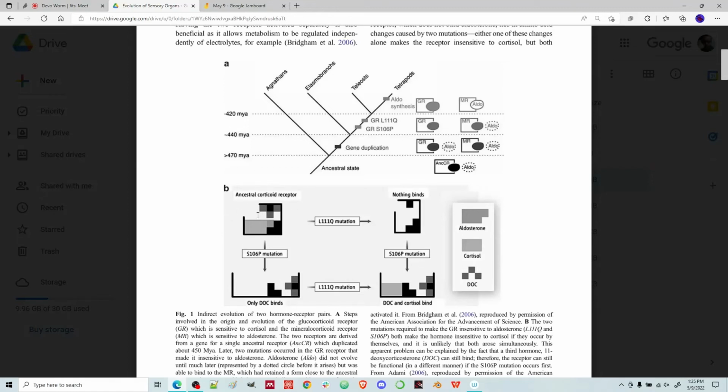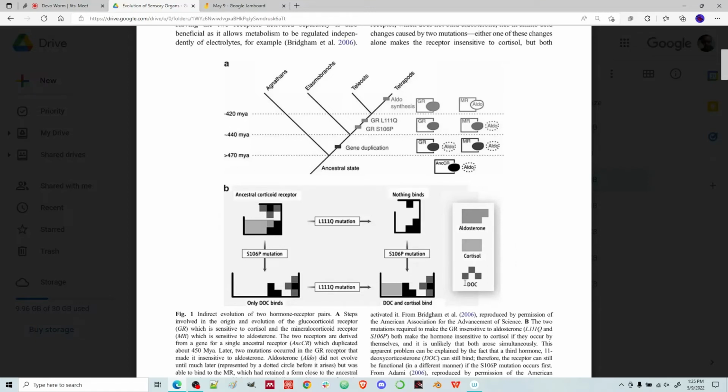And so you can introduce a number of mutations at different sites, and you can get different outcomes. For example, this S106P mutation goes from the ancestral corticoid receptor to something that only binds DOC, which is this thing here. Then the L111Q mutation can be added to that, and it results in a more general receptor. So DOC and cortisol can both bind to this receptor.